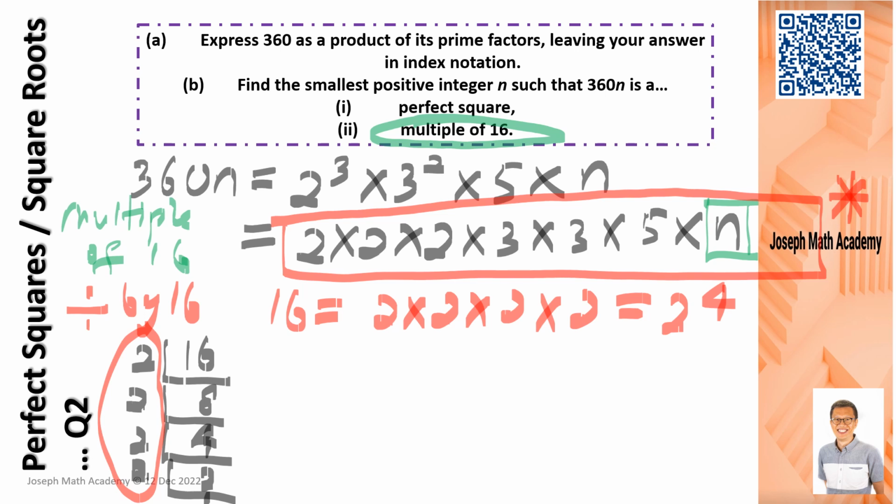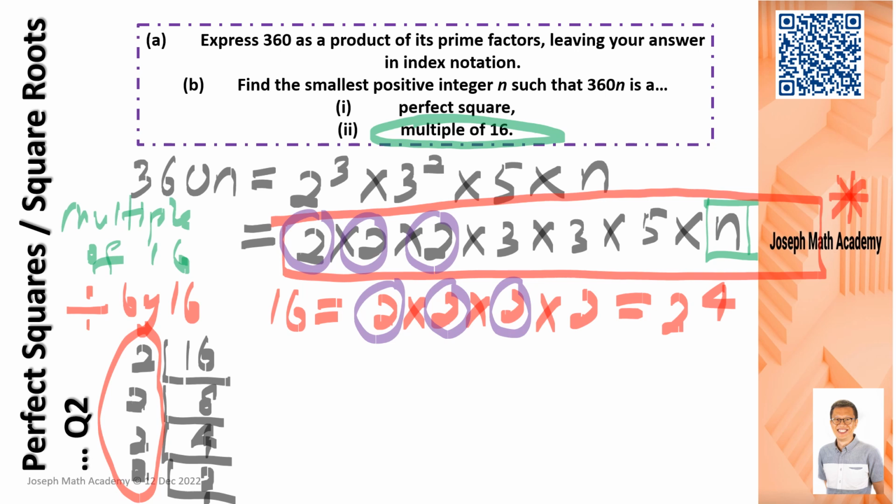Let's take a quick look and compare them. 16 has how many 2s? 4 twos. This one will partner this, this one will partner this, this one will partner this. Almost there. Uh-oh, no more 2s, because we are short of one factor 2. That's why the asterisk 360 alone cannot be a multiple of 16.